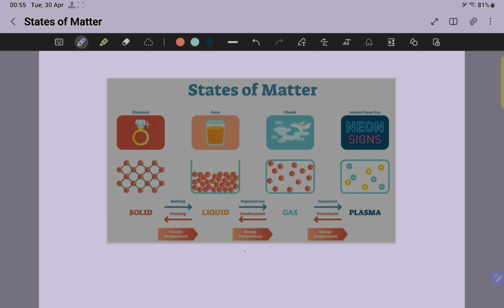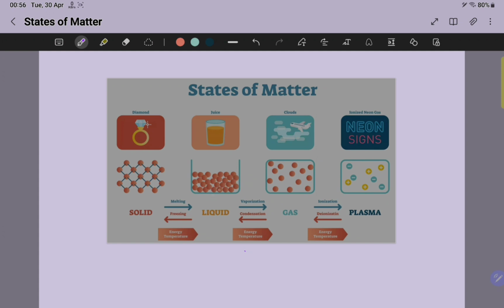So this flow of arrows tells us that these states of matter are interchangeable. That means a solid can change into a liquid, liquid can change into gas, and gas can change into plasma. Now, when we heat the solid, these solid molecules have very tightly packed molecules inside them. Due to the heat, these molecules start moving away from each other and form the liquid state by the process called melting.